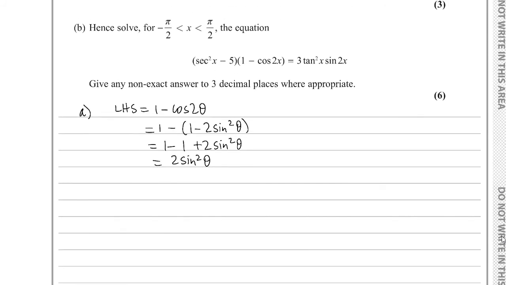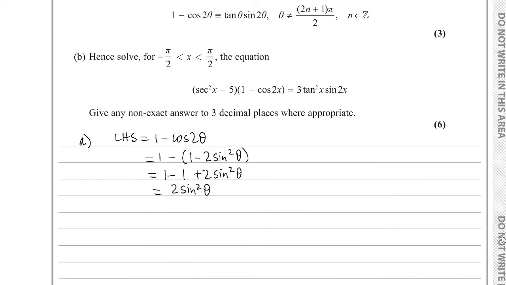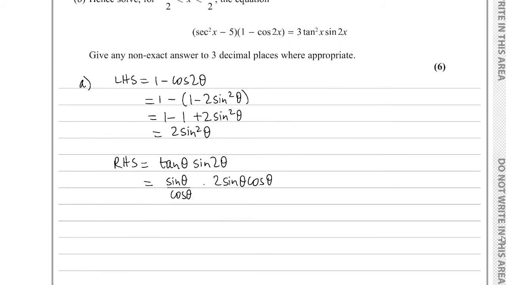We could actually look at the right hand side now, which is tan theta sine 2 theta, which is sine theta over cos theta times 2 sine theta cos theta. The cos theta cancels out and you are left with 2 sine squared theta. So left hand side is 2 sine squared theta, which is the right hand side, therefore shown.